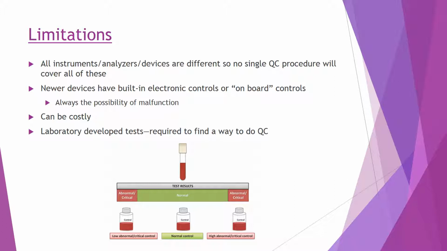Now, newer devices sometimes will have built-in electronic controls, or what's referred to as onboard controls. And we all know that with any technology, this has the possibility to malfunction. So that can be a limitation as well. And QC plans can also be costly to implement. This might be especially true for anyone that has laboratory developed tests. These tests require QC plans, and that might be expensive and very time consuming.